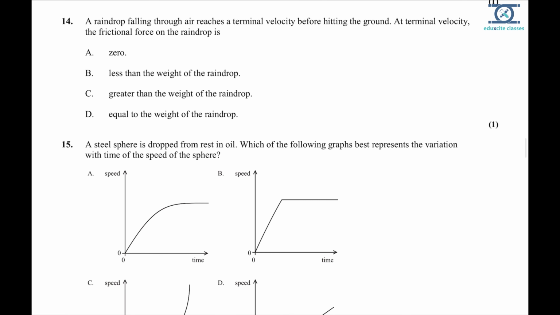Now question number 14, a raindrop falling through air reaches a terminal velocity. Now for terminal velocity we know this, at terminal velocity the resultant force is equal to 0. So at terminal velocity, if this is my raindrop, the frictional force is like this, and this will be the weight, so they will be equal in magnitude. So weight will be equal to the friction in this case, which is option D, the right answer.